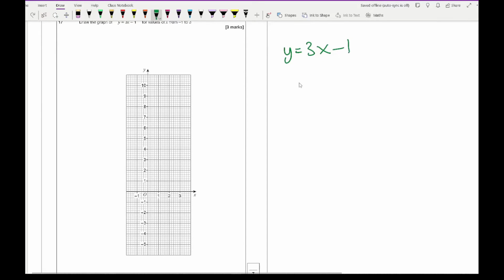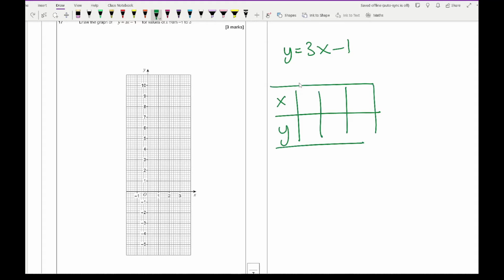Now to do this, what we need to do is create a table of values. For this, what you want to try and do is pick 3 relatively small numbers that appear on your x-axis. So I'm going to go for 0, 1, 2. Now you just substitute these x numbers into our formula. To find the y value for the first one, I'm going to do 3 times 0, take away 1, which is going to give me minus 1.